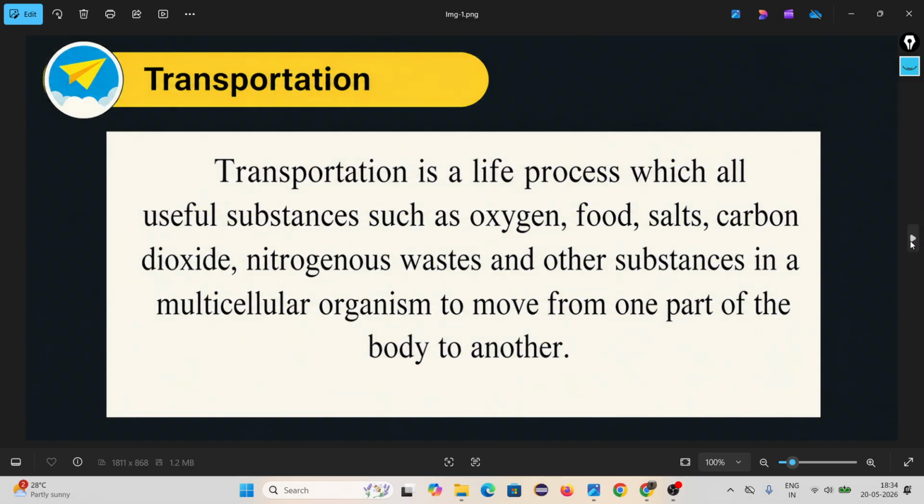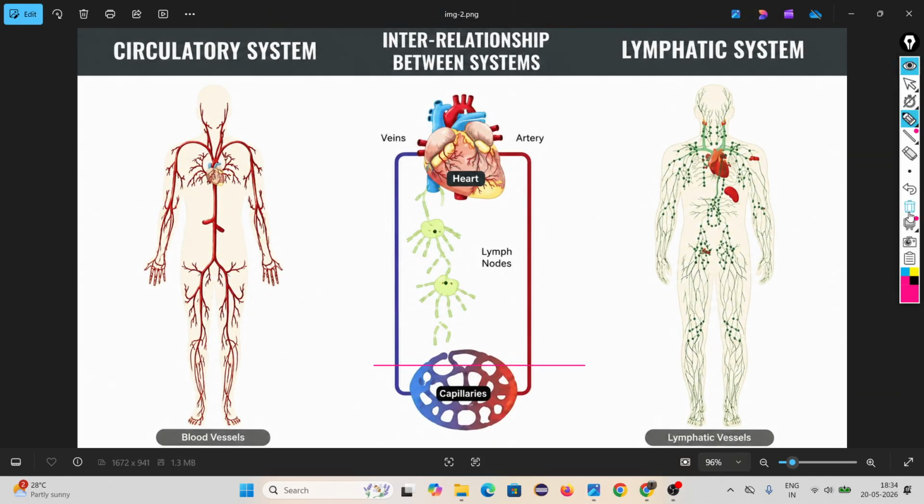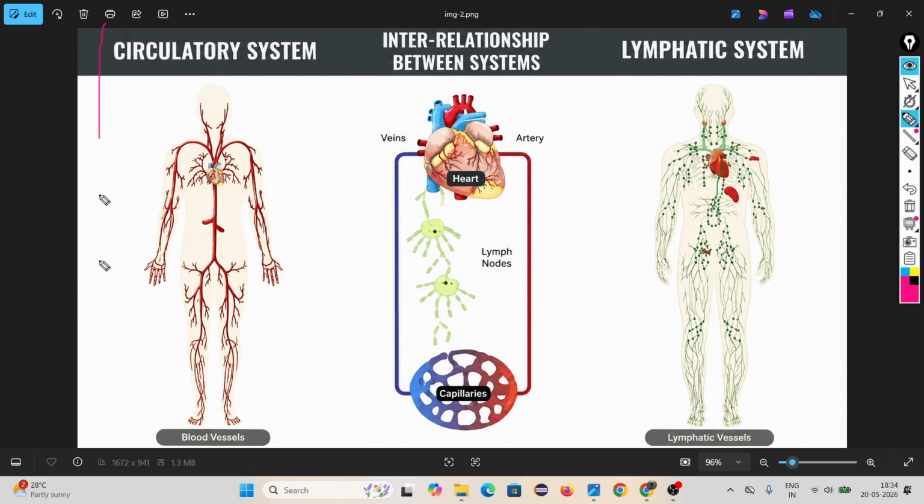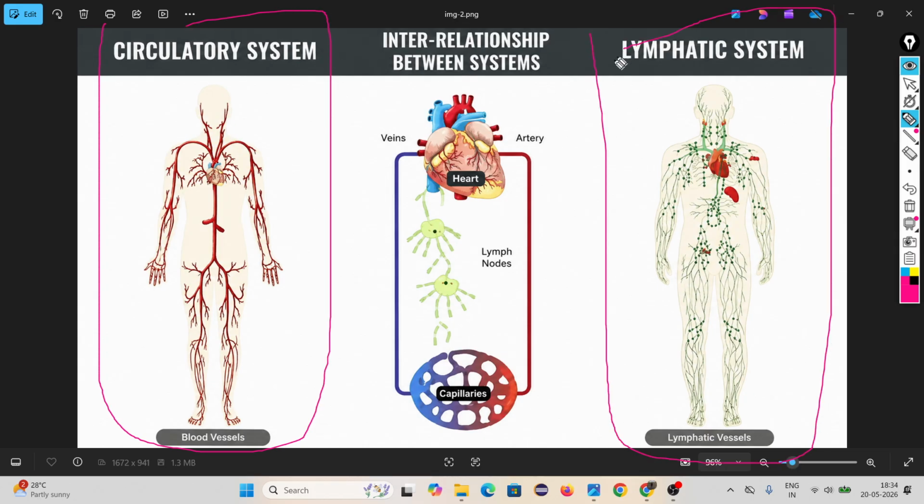Look, in human beings, how is this transportation happening? Human beings have two systems for transporting oxygen, water, food, minerals, nitrogenous waste. The systems are called the circulatory system and the lymphatic system. There are two systems inside the human body that help in transportation. One is the circulatory system, one is the lymphatic system.